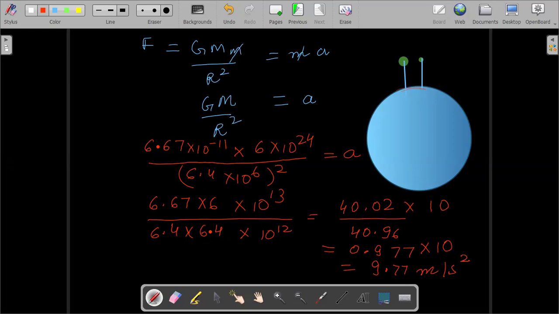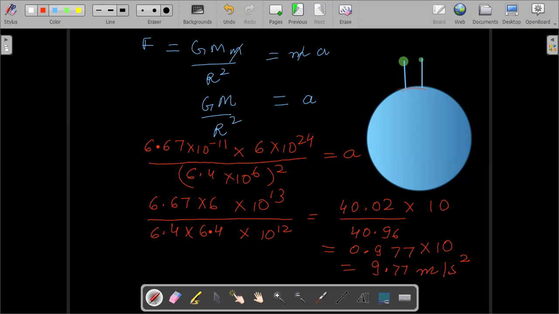Okay. So Pranav, Jitendra, Shravan, Ashit, what did we calculate here? The force of gravitation. No, we have not calculated the force of gravitation. We have calculated the acceleration that will be there in a mass which is dropped from a certain height.